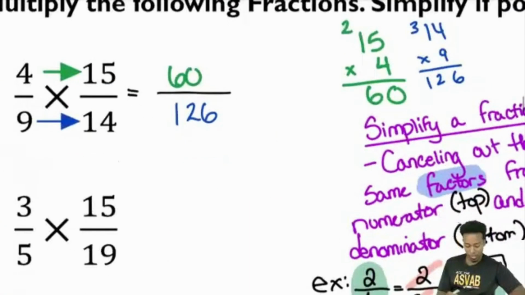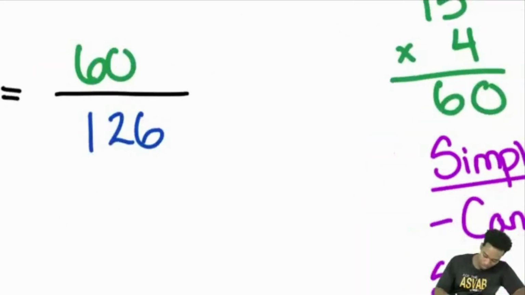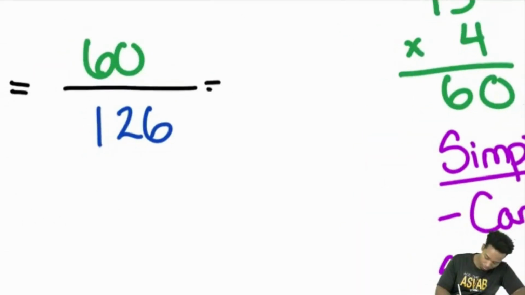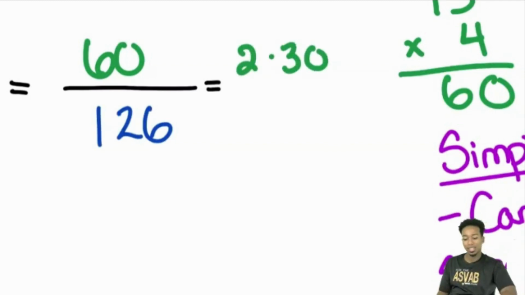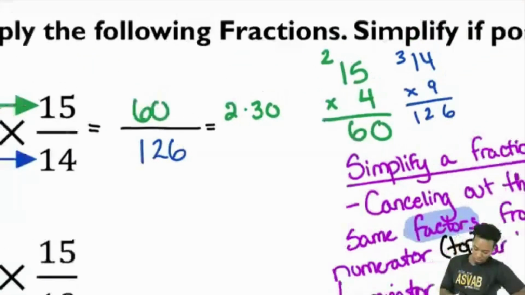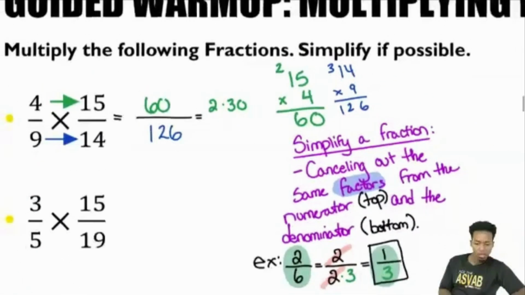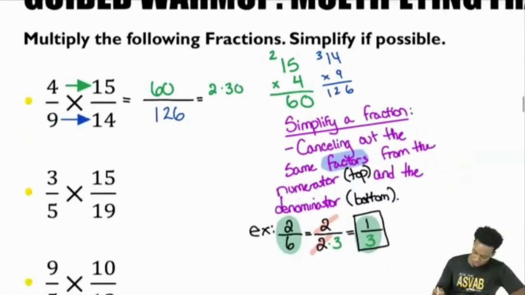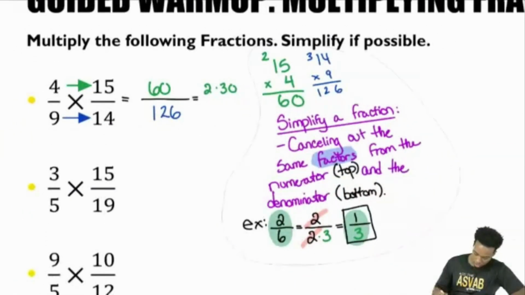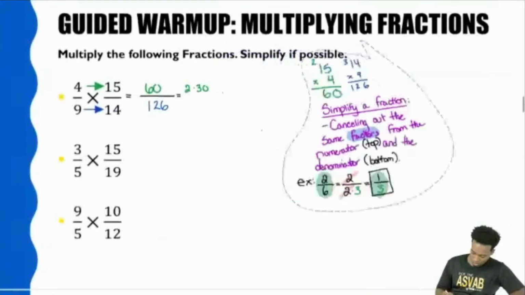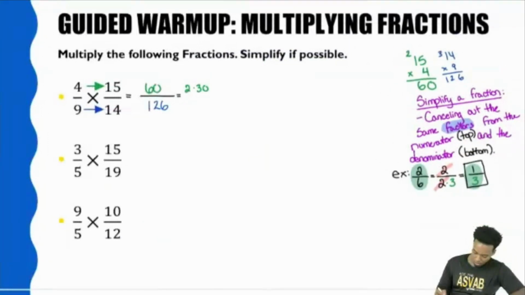So watch this. If I'm looking at 60 over 126, everybody, is it true that 60 is the same thing as 2 times 30? Yes or no, is that true? I think we can all agree that that's true. Allow me one moment here. Let me move this over to the side.